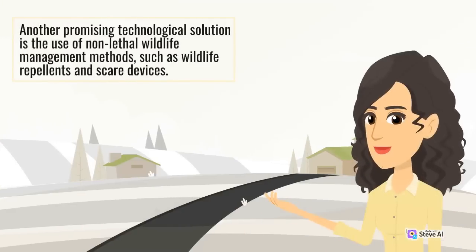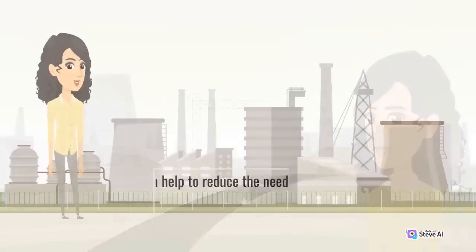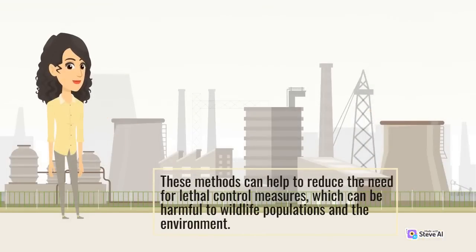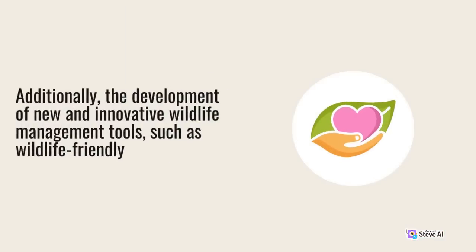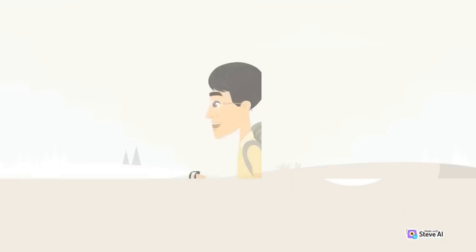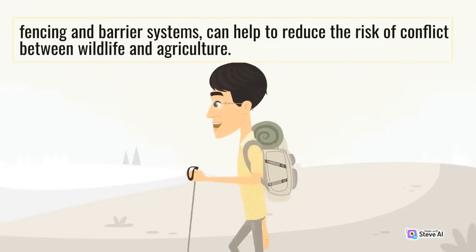Another promising technological solution is the use of non-lethal wildlife management methods, such as wildlife repellents and scare devices. These methods can help to reduce the need for lethal control measures, which can be harmful to wildlife populations and the environment. Additionally, the development of new and innovative wildlife management tools, such as wildlife-friendly fencing and barrier systems, can help to reduce the risk of conflict between wildlife and agriculture.